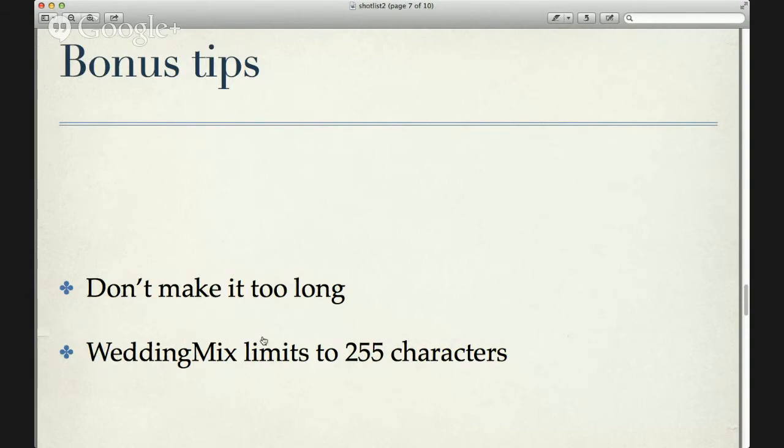So that would have been in my custom shot list. And let me just check if there's any questions again. Okay, we're doing all right.